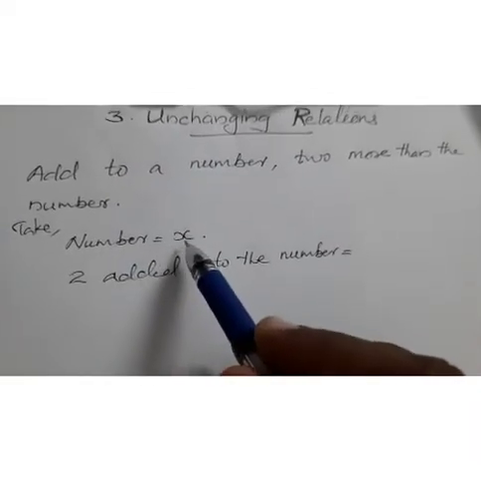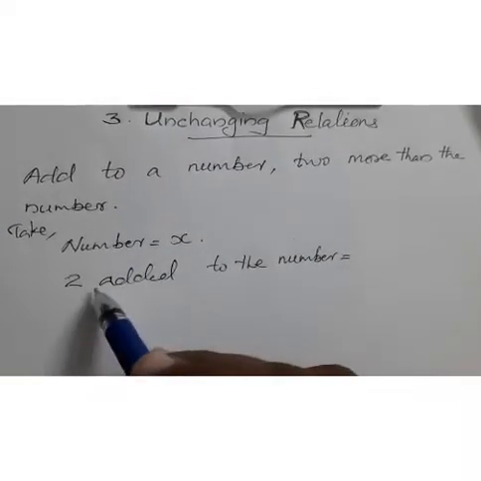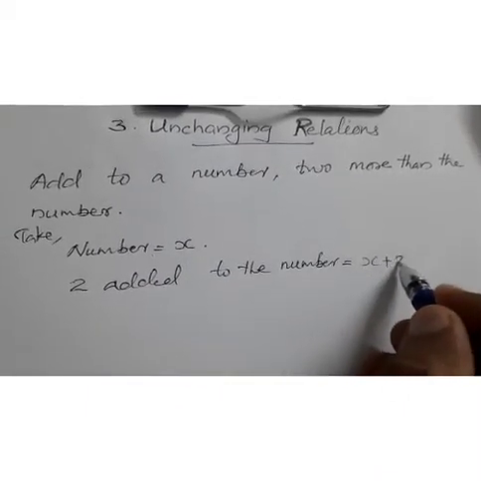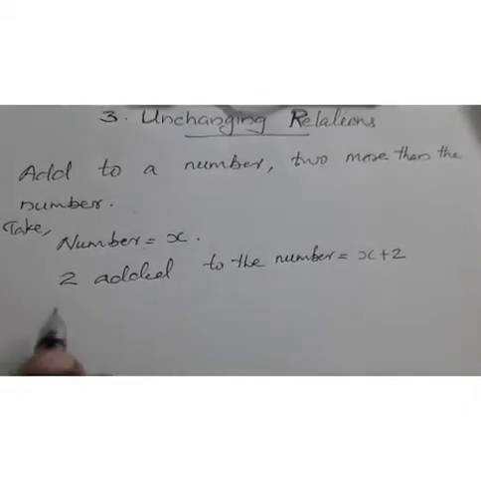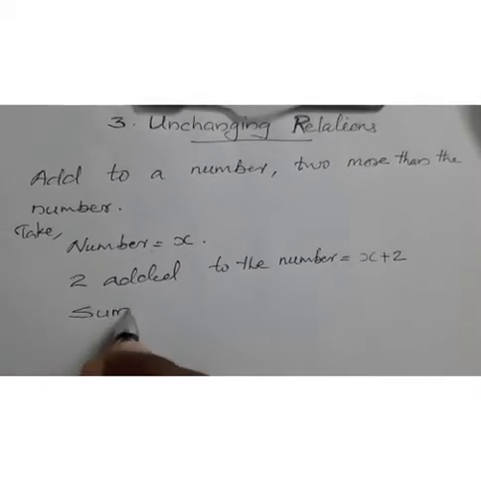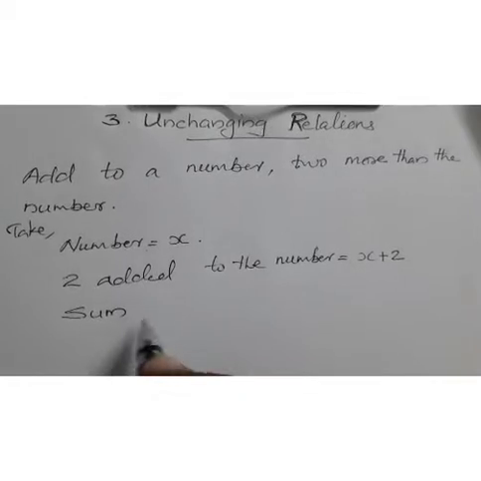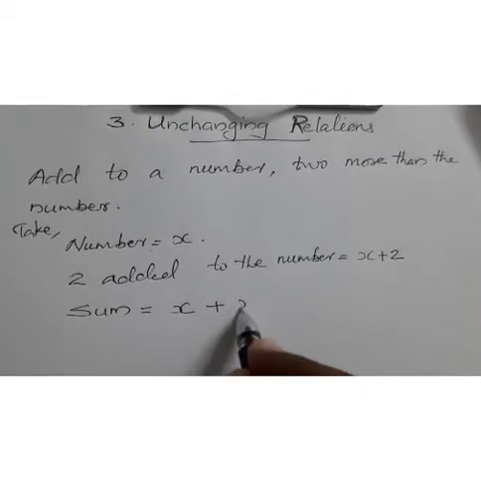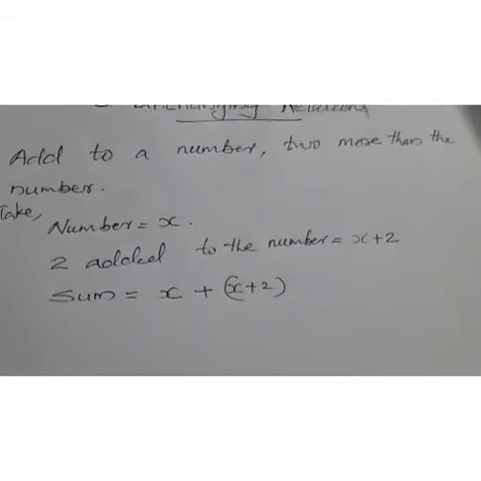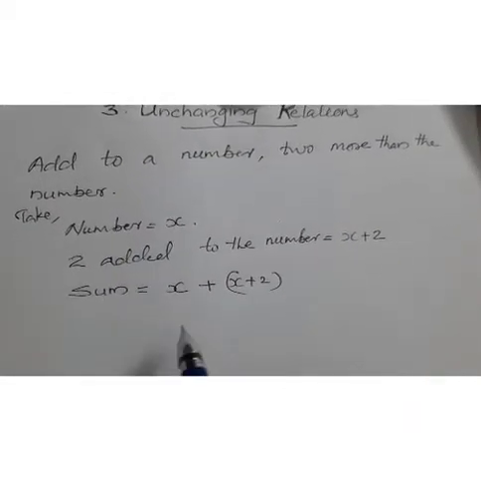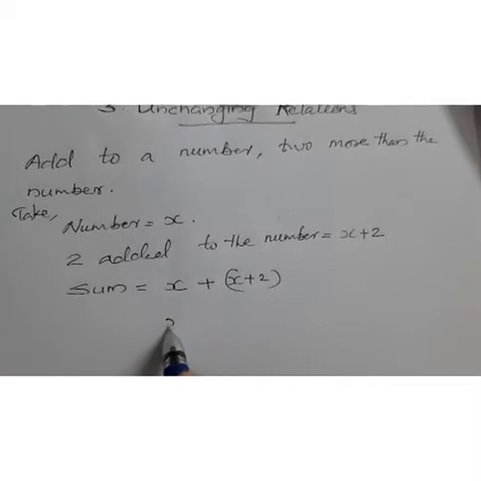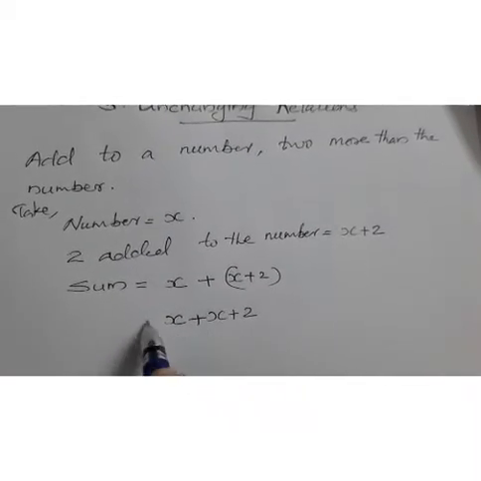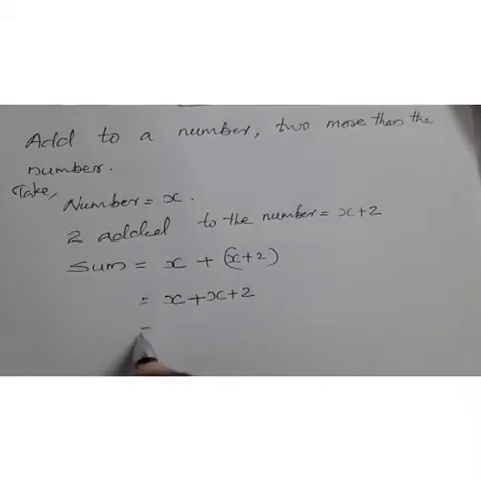So the number is taken as x. 2 added to the same number, you will get x plus 2. Then you have to take the sum of these two numbers. Sum of x plus 2. This you can write as x plus 2. So x plus x is how much?